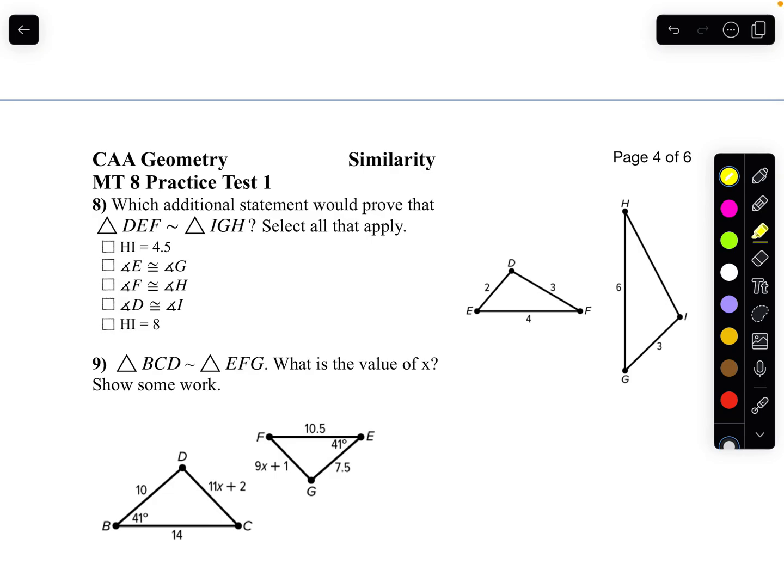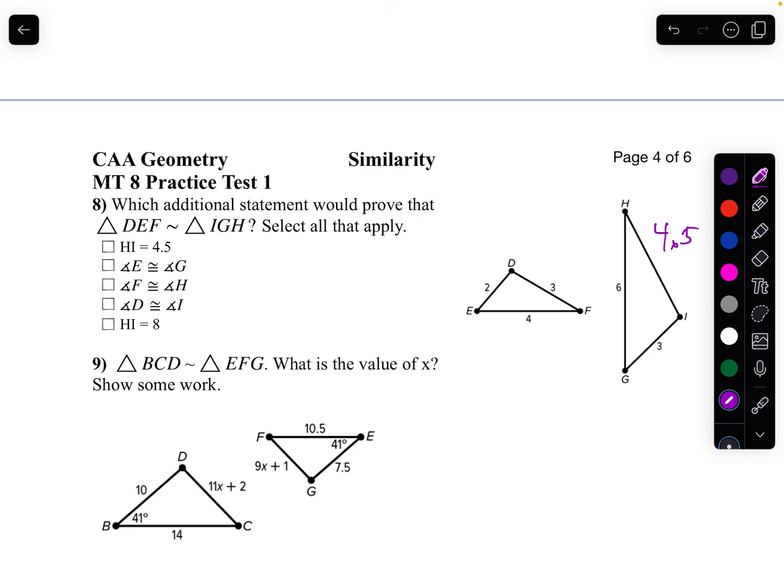In question number 8, I want to know what information do I need to show that these triangles are similar? And we're going to put down everything we need to know. Let's start with the first one. If I know HI is 4.5, would that make them similar?